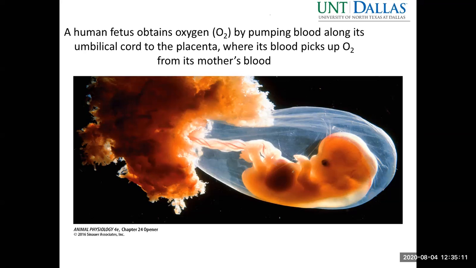How this happens is that a developing mammalian fetus receives oxygen and voids carbon dioxide by means of a close juxtaposition of its blood vessels within those of its mother's circulatory system in the placenta, as the fetus is always attached to the placenta of its mother. The fetus's heart pumps the blood through the umbilical cord, which is this one here, through which the fetus gets everything from its mother.